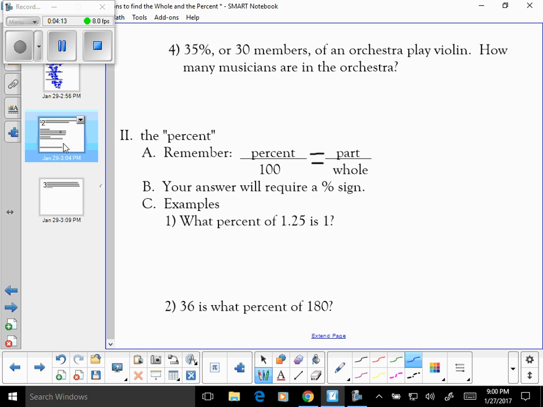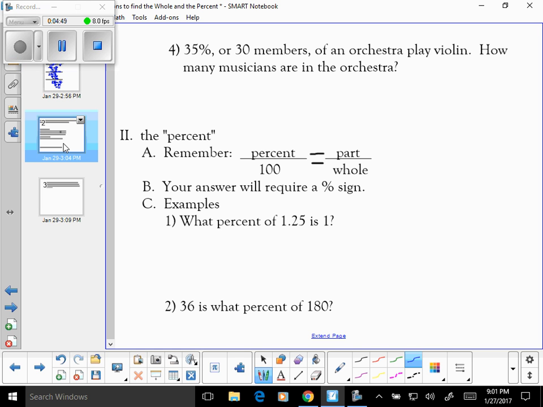Now, example 4 is a story problem. We ask ourselves the same questions. Do I know the percent? Do I know the whole? Do I know the part? Number 4 says 35%, or 30 members, of an orchestra play violin. How many musicians are in the orchestra? Now ask yourself a question. Do you think everybody in the orchestra plays violin? No. But 30 of them do. So the 30 has to be the part.